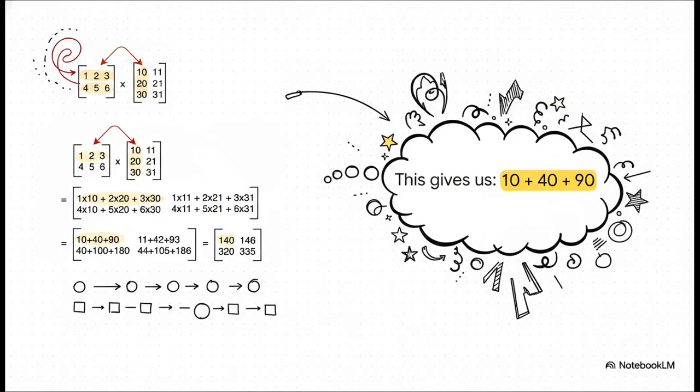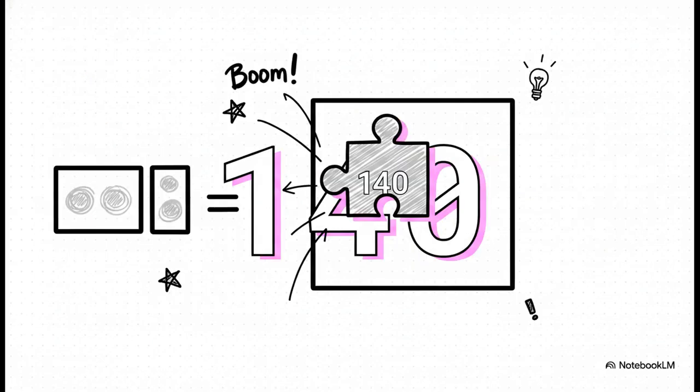Okay, so what does that give us? Well, 1 times 10 is 10. 2 times 20 is 40, and 3 times 30 is 90. So now we have 10, 40, and 90. We are so close. Just one little addition left to do. And boom, 10 plus 40 plus 90, that's 140. There it is. That is the very first number for our answer matrix. The first piece of our puzzle is locked in.